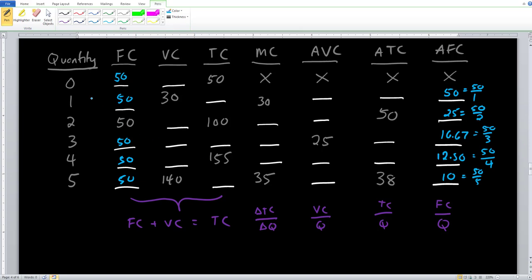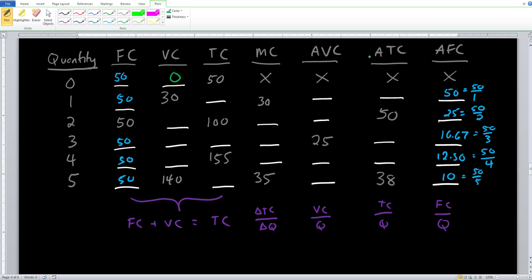So row number 1 with a quantity of 0. If fixed cost equals 50, what do variable costs have to equal if total cost is equal to 50 as well? We know that variable costs are going to have to equal 0 in this instance. So fixed cost plus variable cost has to equal total cost, so therefore we know variable costs are equal to 0.